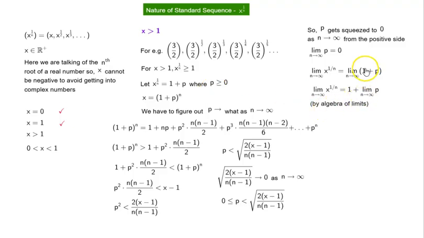Using the algebra of limits, we can split this. We can have limit as n goes to infinity of 1 plus limit as n goes to infinity of p. Limit as n goes to infinity of 1, it's a constant, so it remains 1, plus limit as n goes to infinity of p. But we have just now found that it is 0. So we have limit as n goes to infinity of x to the power of 1 by n is equal to 1. So we have seen the third case as well, of x greater than 1.